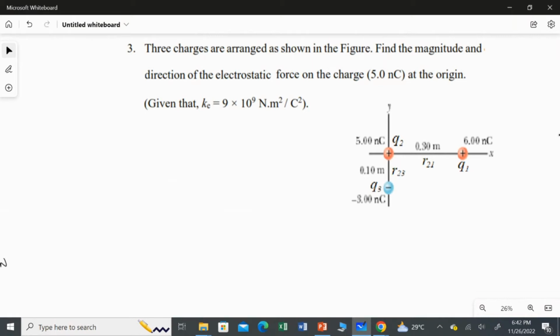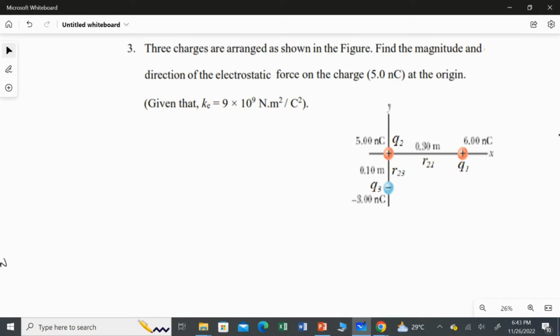And the Coulomb constant is given as 9 multiplied by 10 power 9 Newton meter square over Coulomb square. So now what we are going to do, we are going to find something. So what is mentioned in the question? 3 charges are arranged as shown in the figure. Find the magnitude and the direction of the electrostatic force on the charge 5 nanocoulomb at the origin. So you have to see the figure here. 5 nanocoulomb is your second charge, right? So that charge is exactly sitting on the origin.